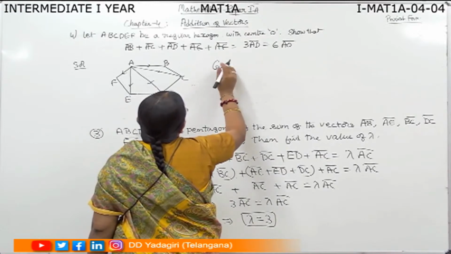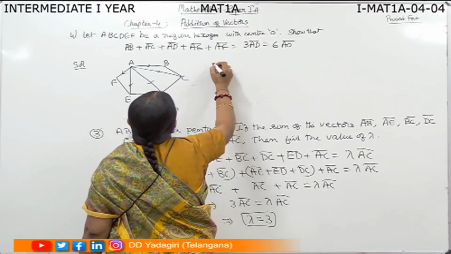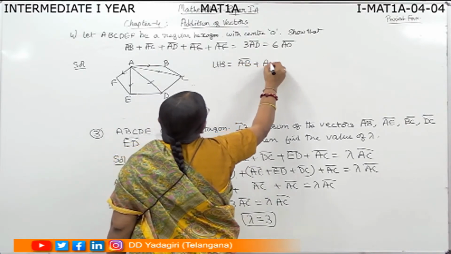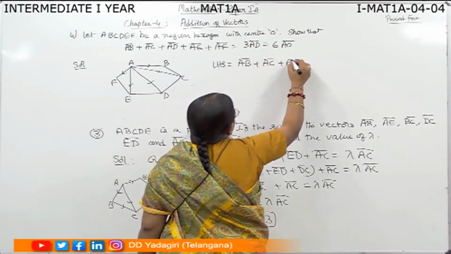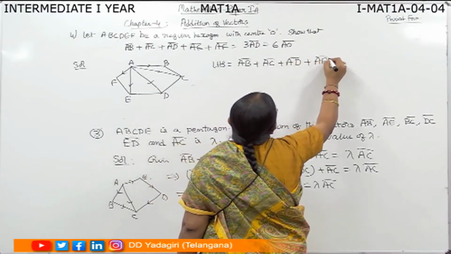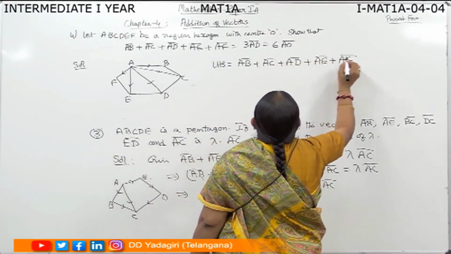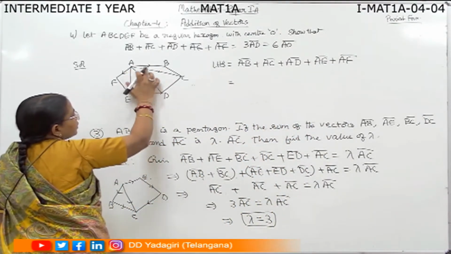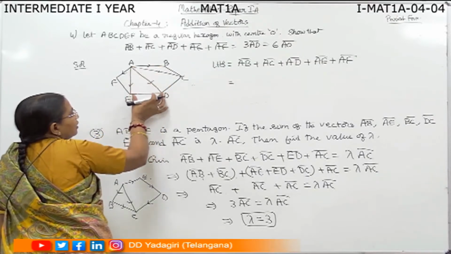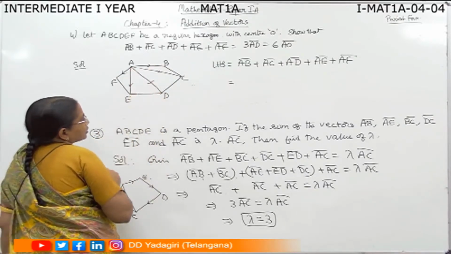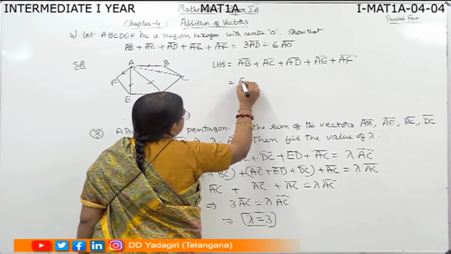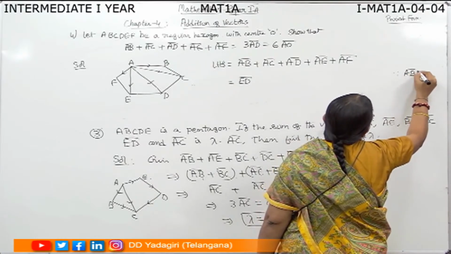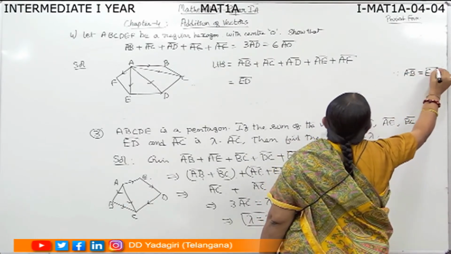So we'll take the left hand side, we must show this one. That is AB plus AC plus AD plus AE plus AF. Now we'll write AB as ED. AB is the same as ED because they are equal and in the same direction. We are writing AB as ED.